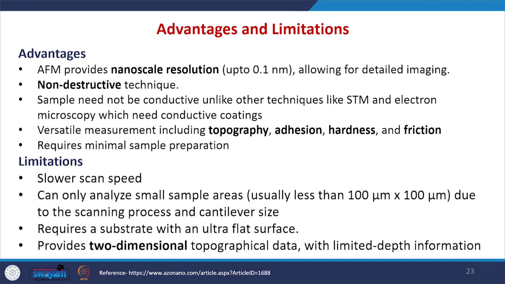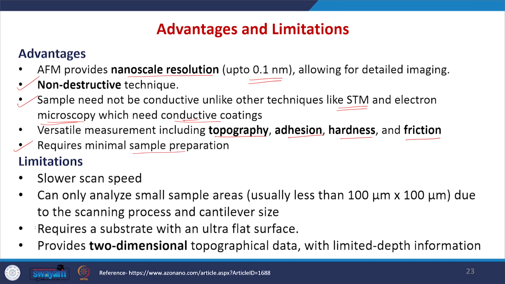Let us see the advantages and limitations of AFM. AFM provides nanoscale resolution up to 0.1 nanometer, and it is a non-destructive technique, and the sample need not be conductive, unlike other techniques like STM where we need a conductive sample, and also in electron microscopy we need conductive coatings. And AFM can also measure topography, adhesion, hardness and friction. It requires minimal sample preparation. The sample preparation is very simple and easy.